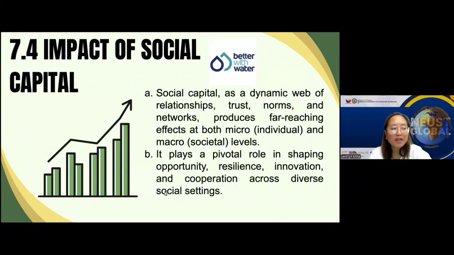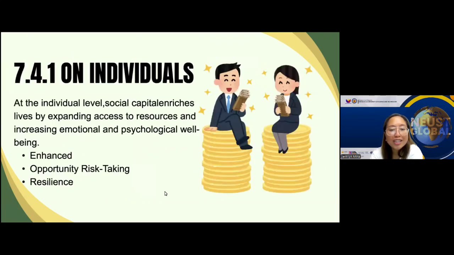And of course, we also have the impact of social capital on individuals. Social capital helps individuals by connecting them to resources, support, and opportunities that improve their lives. It gives enhanced opportunity. Being part of networks opens doors to jobs for students like you, scholarships, and collaborations through referrals or personal connections. For example, a student gets a scholarship because a professor recommended them to a funding organization.